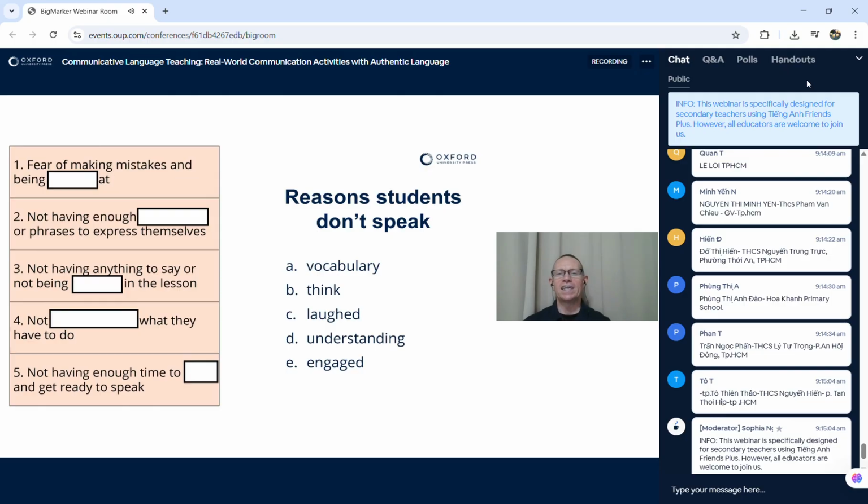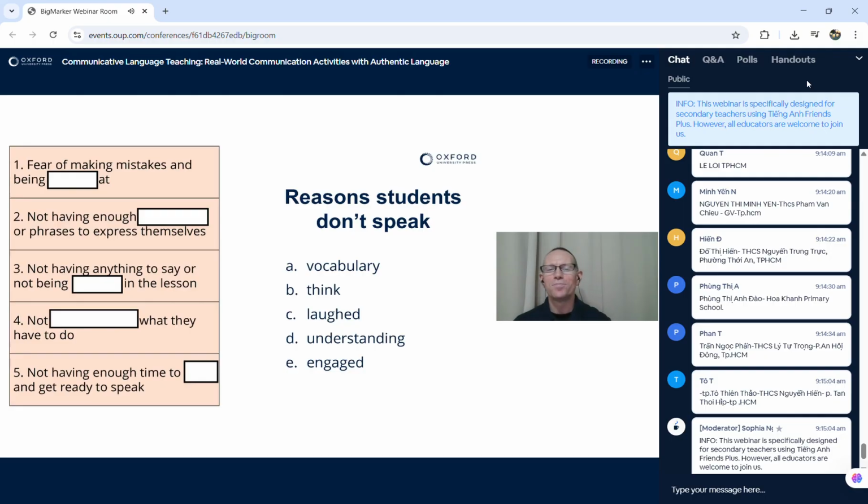However, I've taken a key word out of each sentence, so please take some time to read these and the options: vocabulary, think, laugh, laughed, understanding and engaged, and then type into the chat box which word should go into each sentence. So I've numbered the sentences, the challenges, and I've given each word a letter. So you can simply type 1B or 2C, 3D, etc.